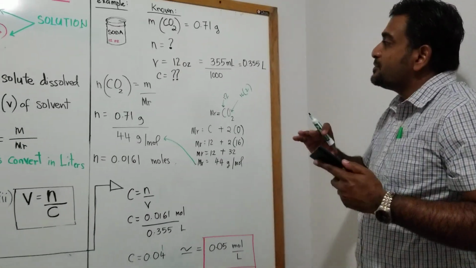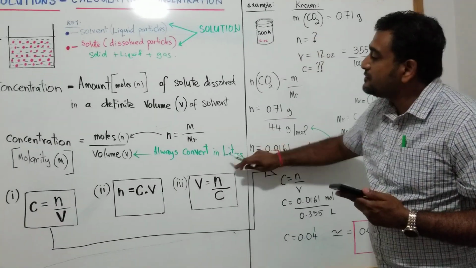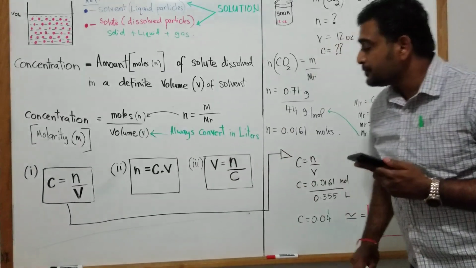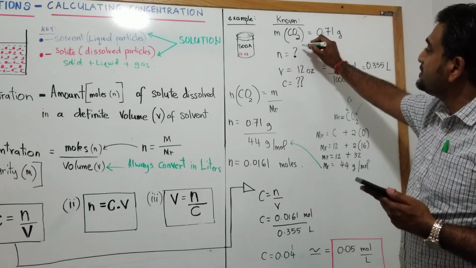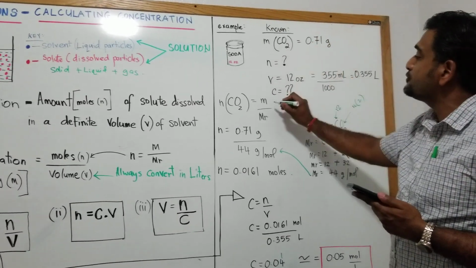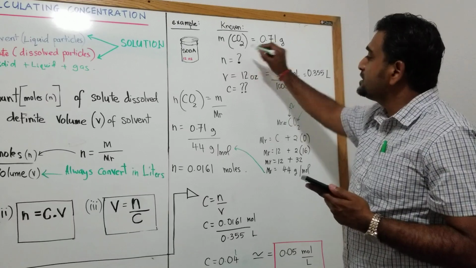Now, to summarize, it is very important for us to convert whatever volume is given to us into liters, and if the question is not giving us the number of moles, we have to use this formula. Number of moles is equal to mass divided by the molar mass to calculate the number of moles.